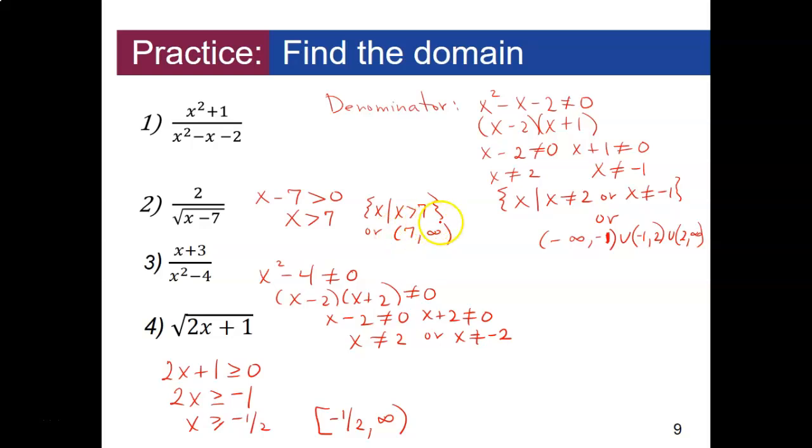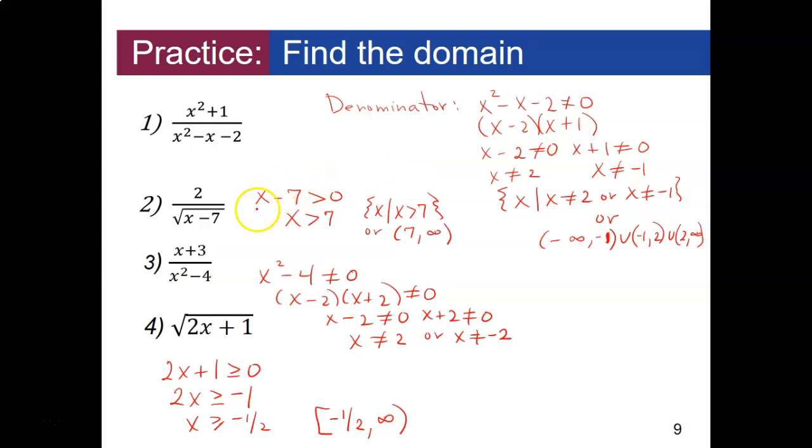Okay, these are the domains that you should have gotten. On the first one, we're not concerned with the numerator, just the denominator. So we want to factor that, set each factor not equal to 0, and then solve. And so we would have either x is not 2 or x is not -1, or if you want to write it in interval notation, it would look like this.